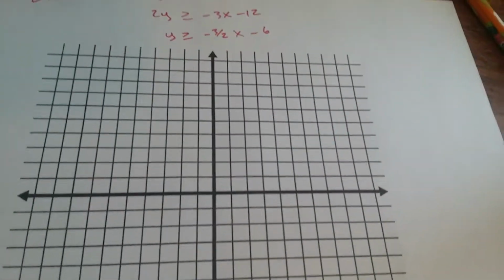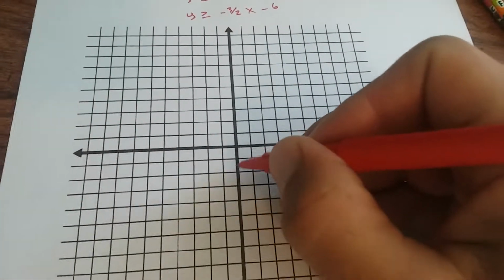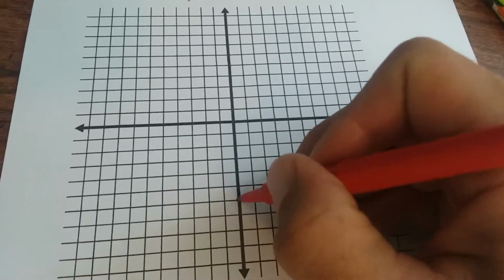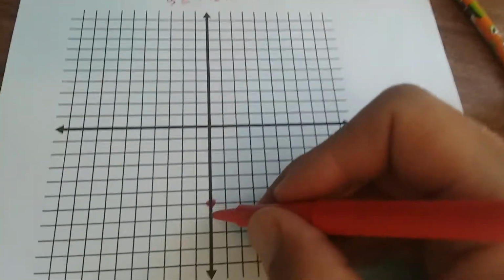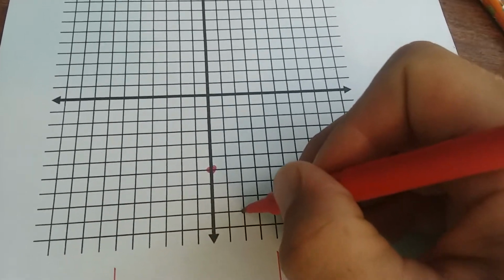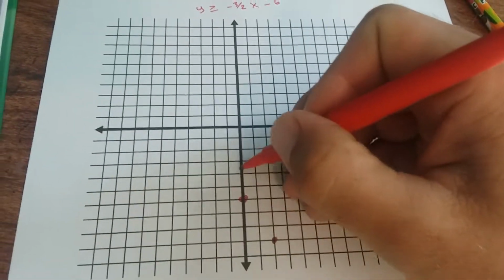So we have an intercept at 6. 1, 2, 3, 4, 5, 6. Your slope is negative 3 halves, so down 3 over 2. 1, 2, 3, over 2.